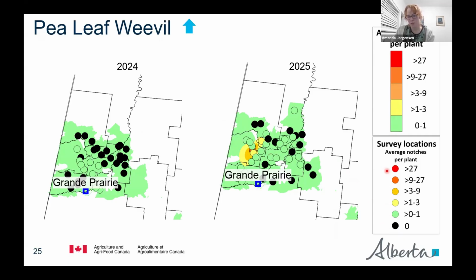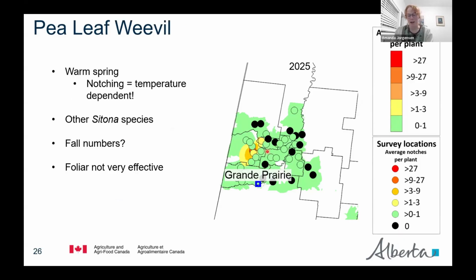And they're all colored with our different densities here on the right. And then the area in between the dots, we have an estimate of density that's made using statistical methods. So we do have a bit of a hotspot in Saddle Hills here, but a few things with pea leaf weevil is that our notching is temperature dependent.